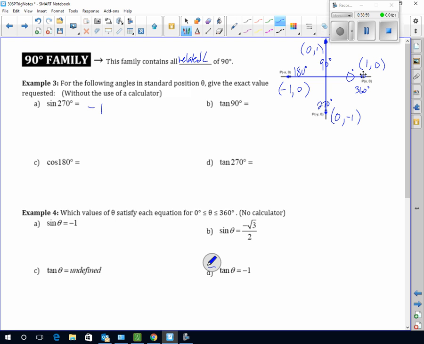Okay, I'm going to skip tan for right now. Let's go to cos of 180 degrees. So go all the way to 180 degrees. Which one do I look at? The x or the y? The x. So what's my answer? Negative 1. Okay, now remembering that tan is what divided by what?